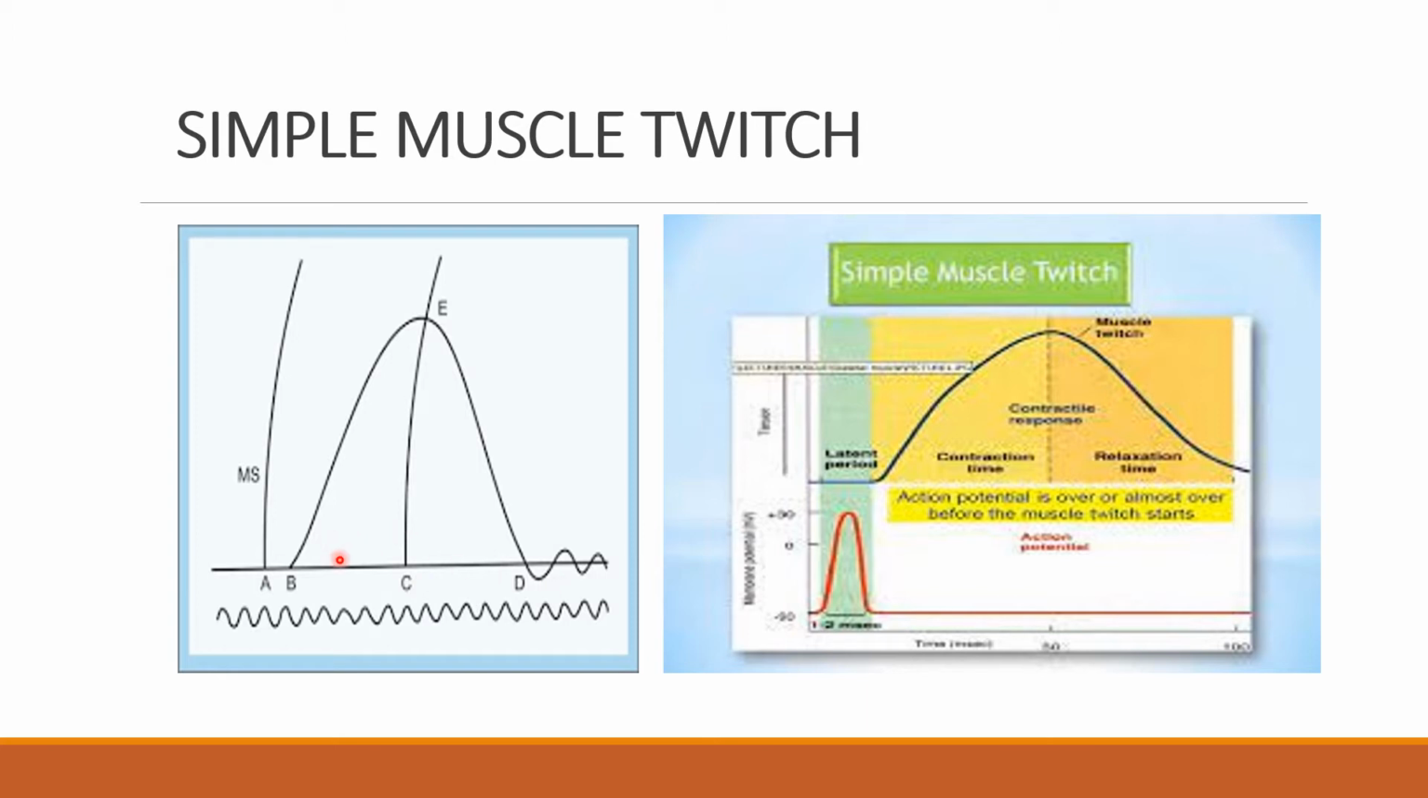You should know the names of these periods. When the graph is shown, you should be able to tell what it is, the definition of simple muscle twitch, and what these periods are. These are the basic things expected from you. And then, the reasons for the latent period. This is the most common question asked.